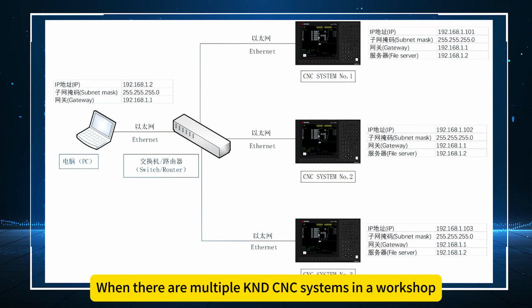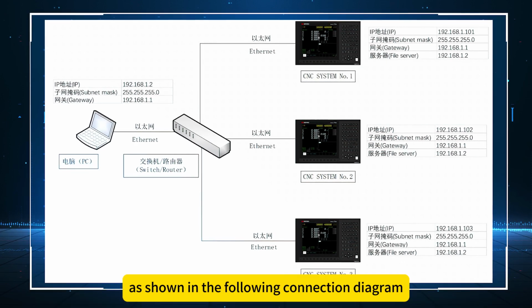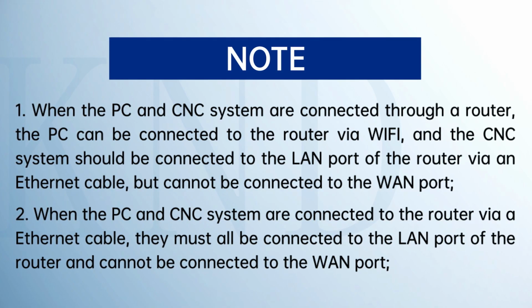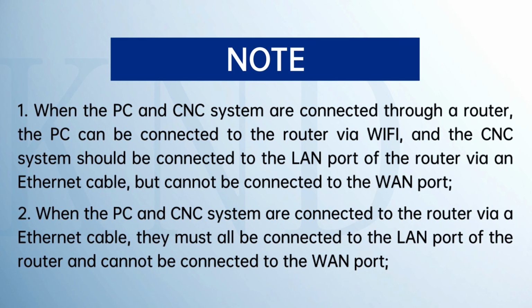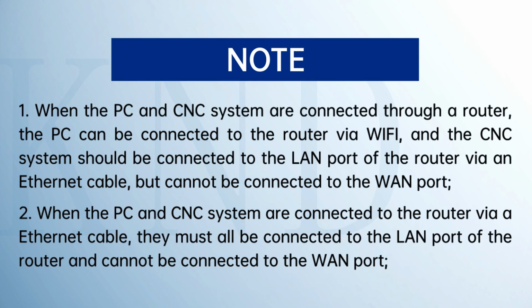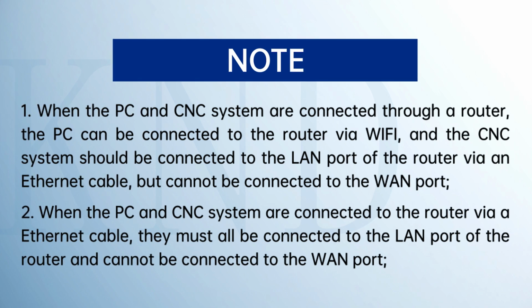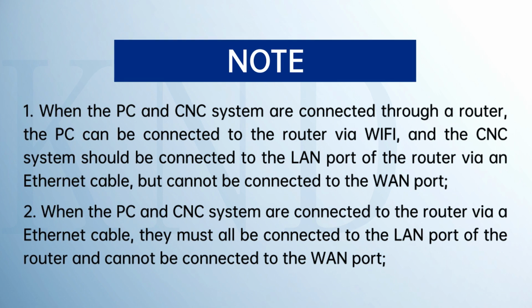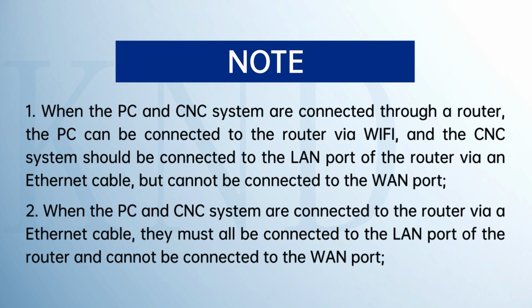When there are multiple K&D CNC systems in a workshop, all CNC systems can be connected with Ethernet cables through switches or routers, as shown in the following connection diagram. Note: 1. When the PC and CNC system are connected through a router, the PC can be connected to the router via Wi-Fi, and the CNC system should be connected to the LAN port of the router via an Ethernet cable, but cannot be connected to the WAN port. 2. When the PC and CNC system are connected to the router via Ethernet cable, they must all be connected to the LAN port of the router and cannot be connected to the WAN port.